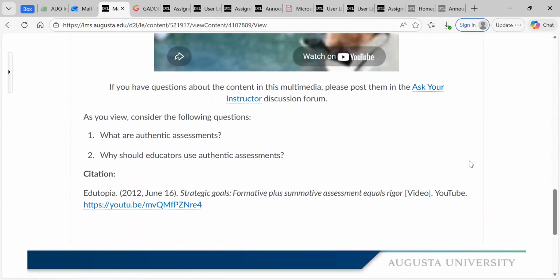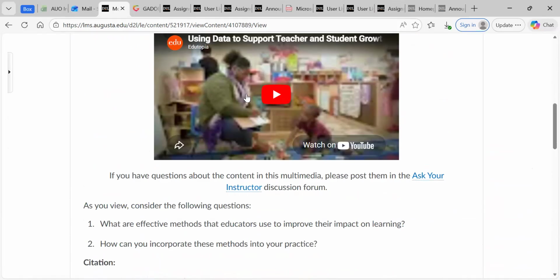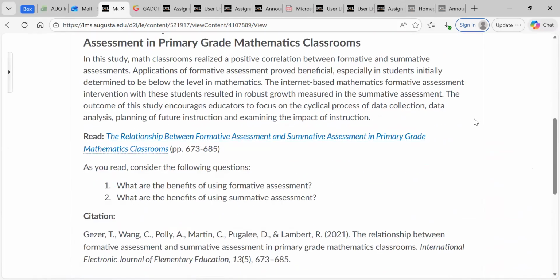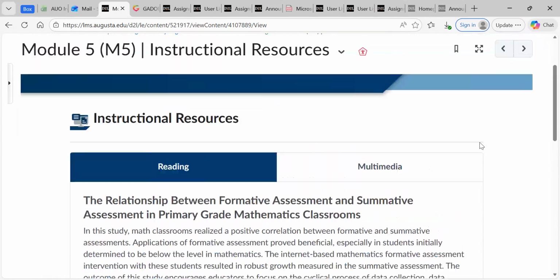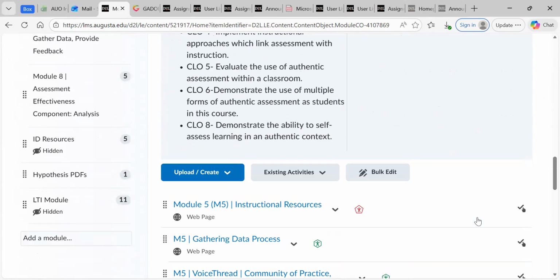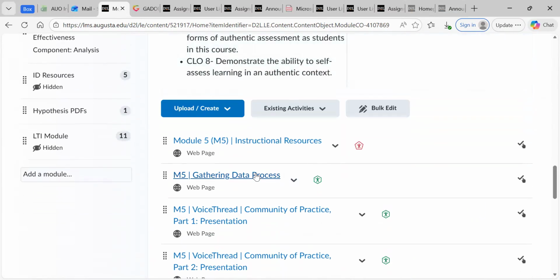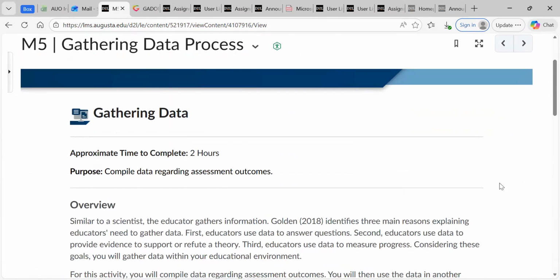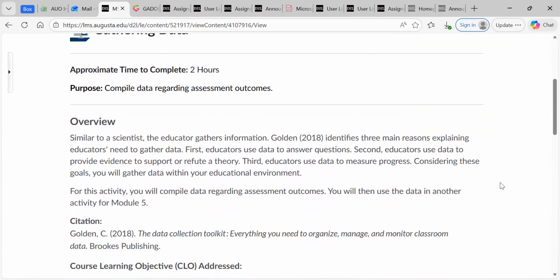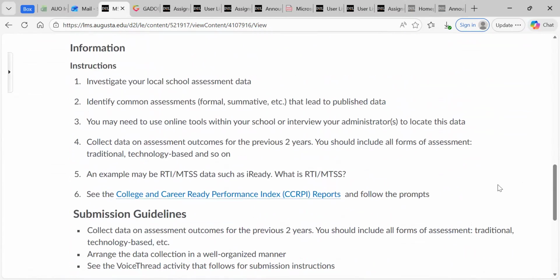So please take a few minutes and look at those videos, read through our reading for this week, and you will be utilizing this. You can also pull from previous modules, of course, but you'll be using this to inform your assignment for this week. So this week we are actually gathering data. This could be for your specific students, it could be for your school, but we're gathering data and analyzing it.